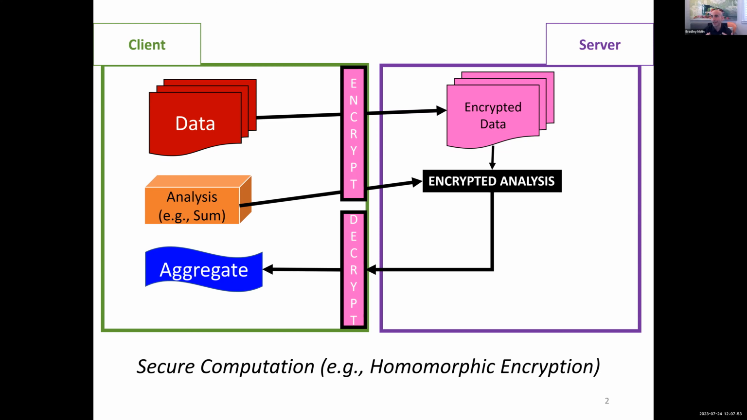This result is going to be some type of an aggregation that's been performed over the data, like a sum. This is what you've seen with things like secure multi-party computation, particularly with examples like homomorphic encryption. So this is just outsourcing of your own data for analysis.